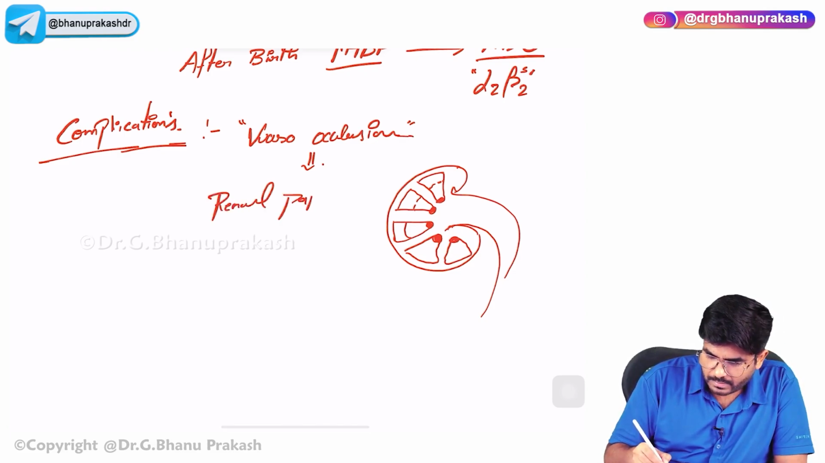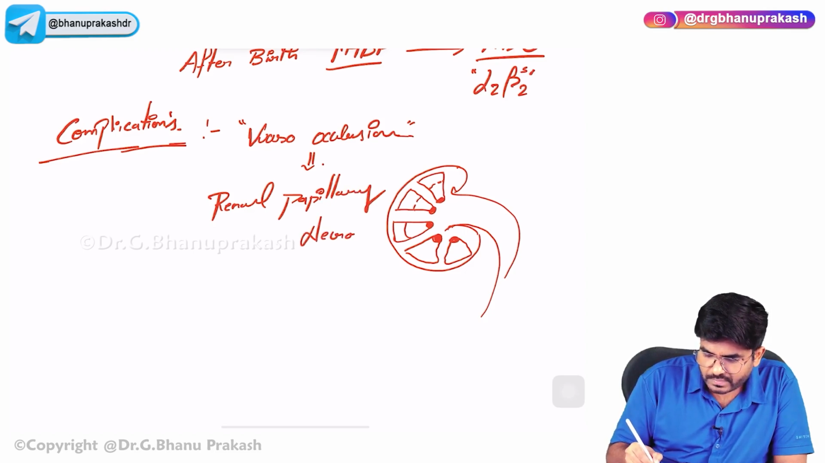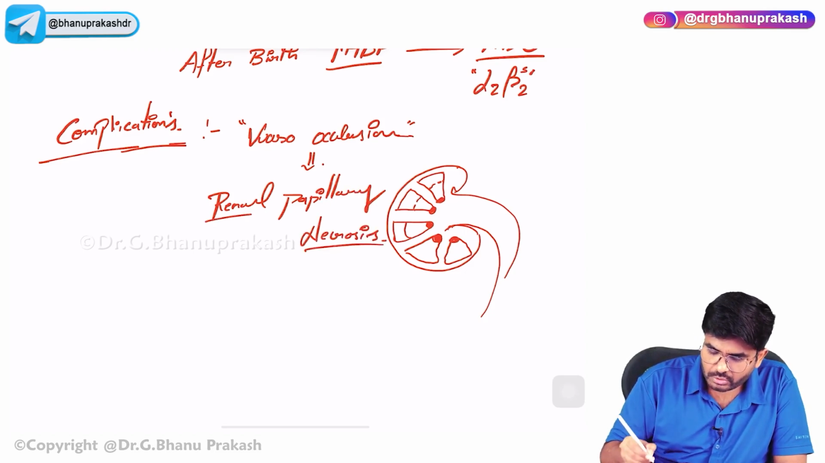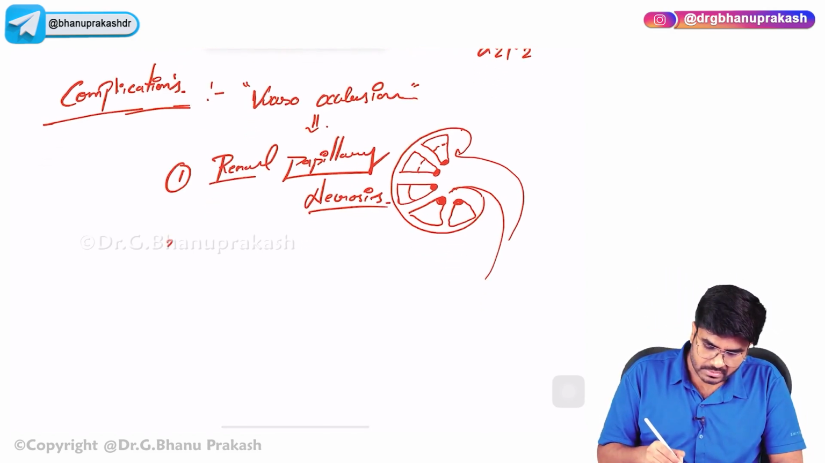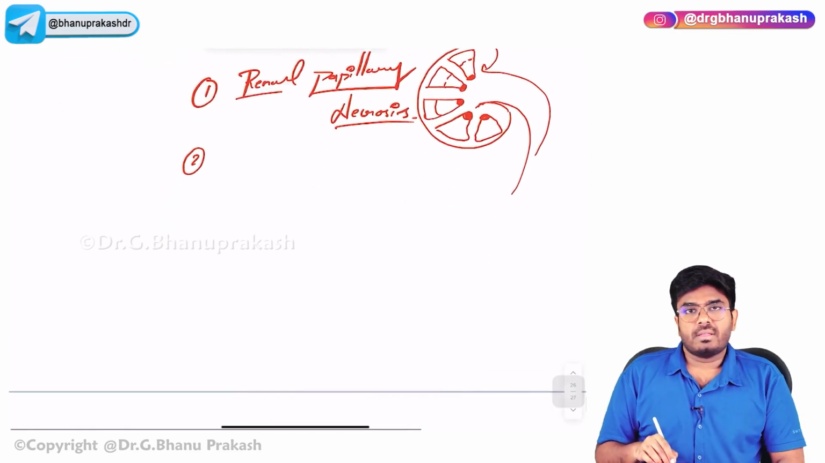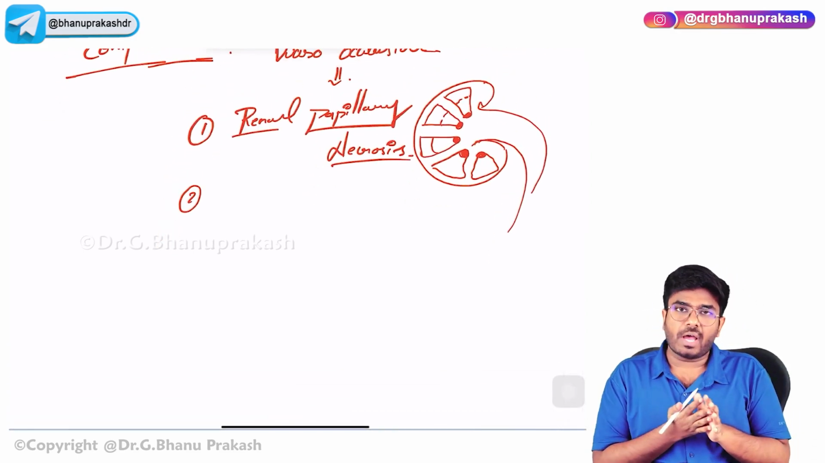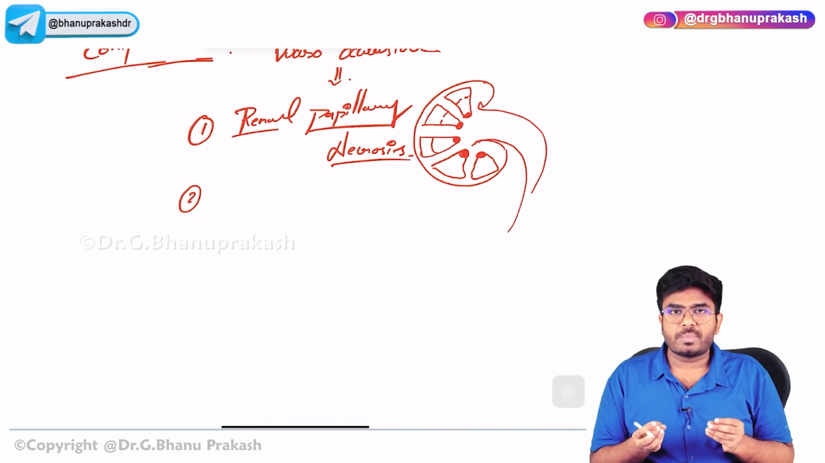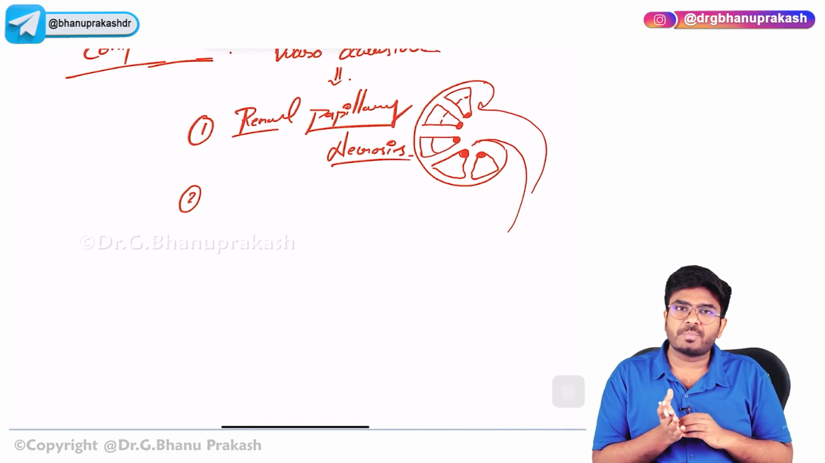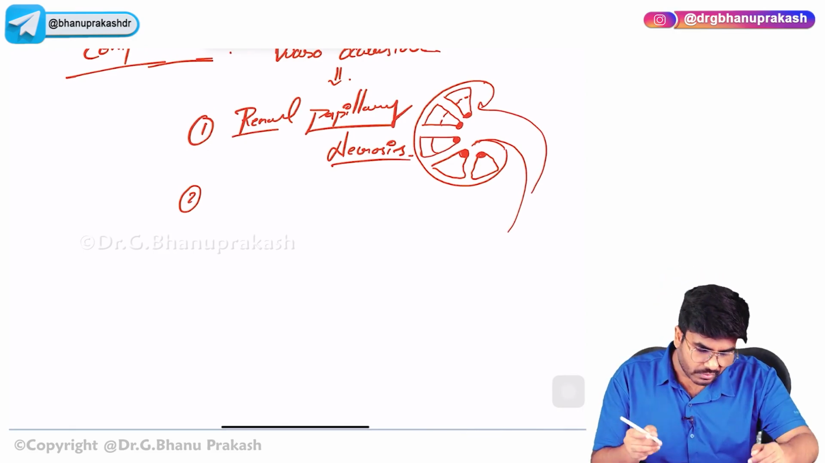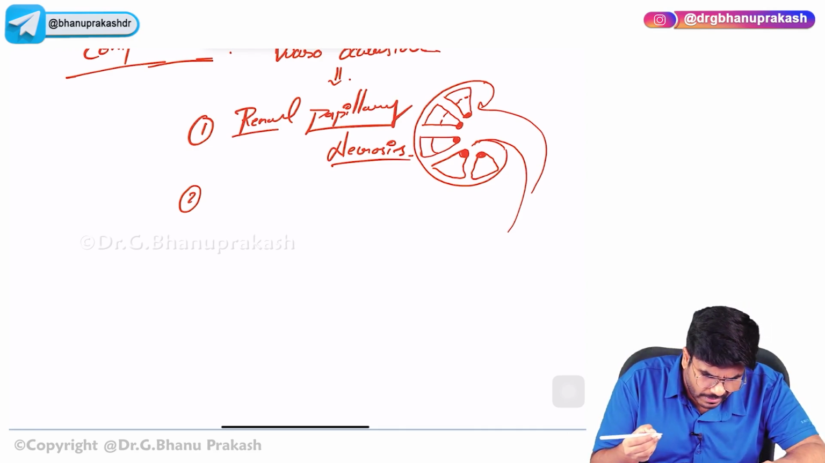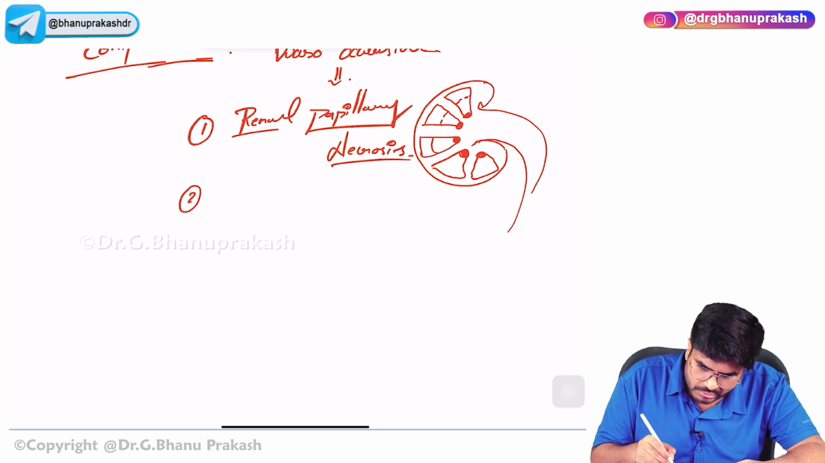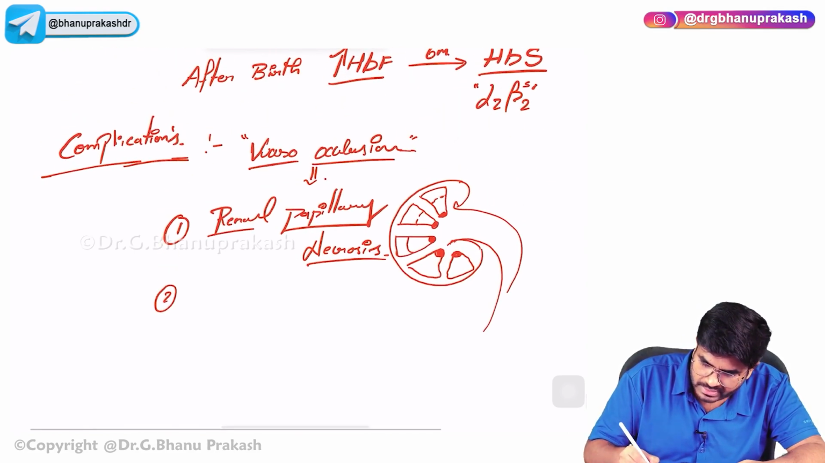Renal papillary necrosis. This is a very important point which I want you to know. The patients with sickle cell disease are going to have renal papillary necrosis. Next thing, the blood vessels which are supplying the palms and soles are also going to be blocked. So these patients are going to have very much pain in the palms and soles. These patients are having vaso-occlusive crisis.